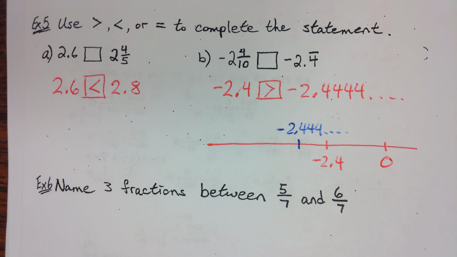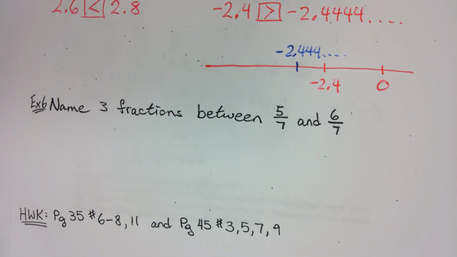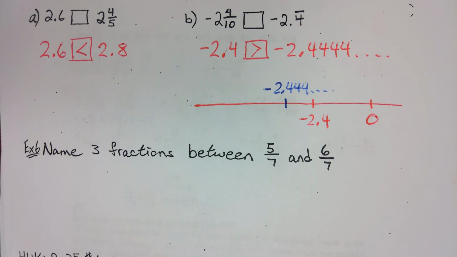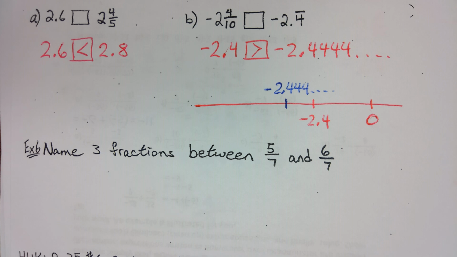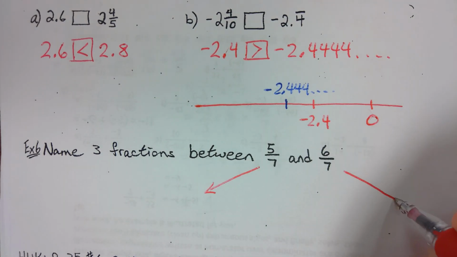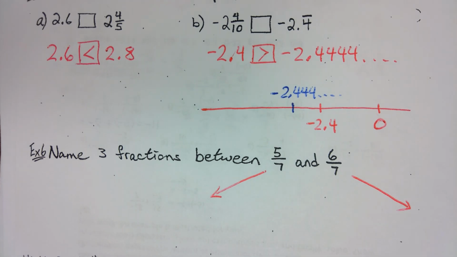Okay, Sam has an idea. Since the numbers 5 and 6 are right after each other and we can't use decimals, we would multiply the denominator and the numerator by 2. Oh, okay, so he's going to multiply each of these by something bigger to make a bigger gap. One of them would be 10 over 14, the other one would be 12 over 14, and then the number in the middle would be 11 over 14.